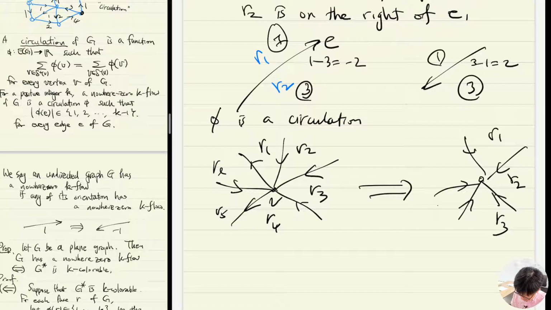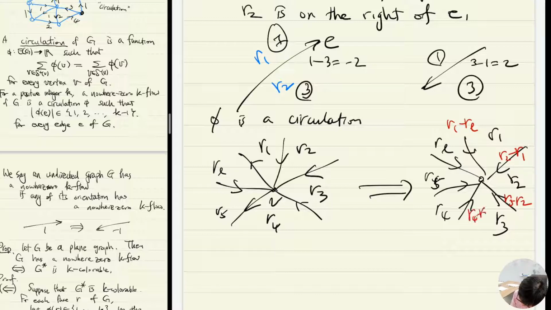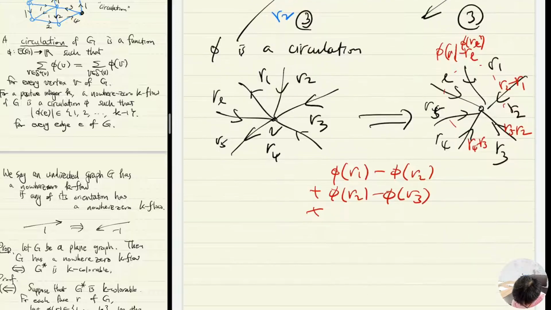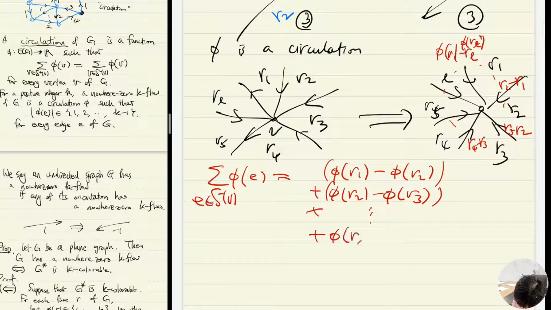Then you have R1, R2, R3, R4, R5, Rn. Now, what are these edges? So this one, for instance, left minus right is R1 minus RL, then R2 minus R1, R3 minus R2, R4 minus R3. So we are adding these things. I should say alpha R1 minus alpha R2 plus alpha R2 minus alpha R3. So the sum of the values of the incoming edges is all these sums, and then the last one is minus this.